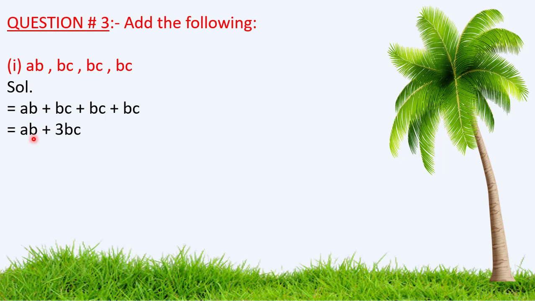Now you can see that B is common in both of these terms. So we take B common, as by taking B common from this term AB, we are left with A here. And by taking B common from this term 3BC, we are left with this term 3C here. Remember that you cannot write here 3BC as you have taken B already common. So this is the answer.